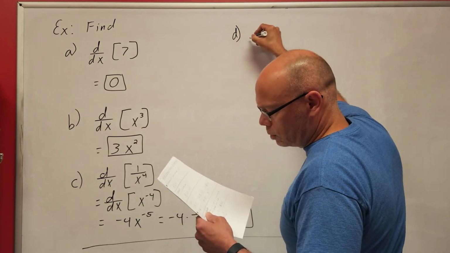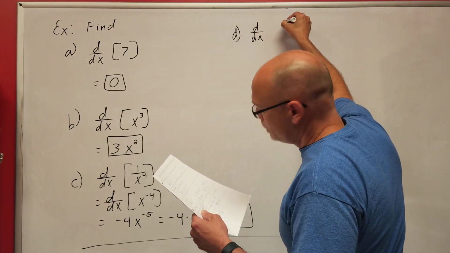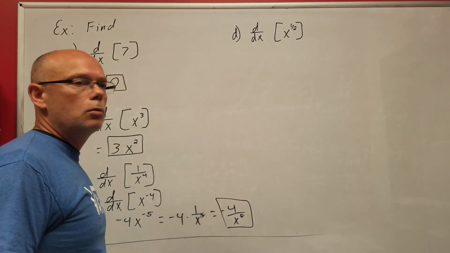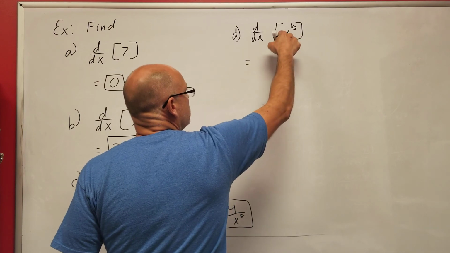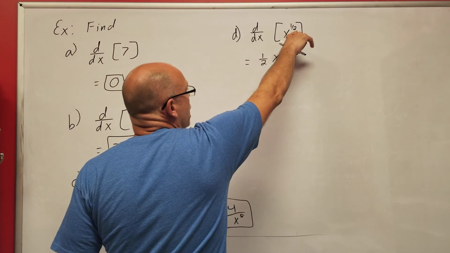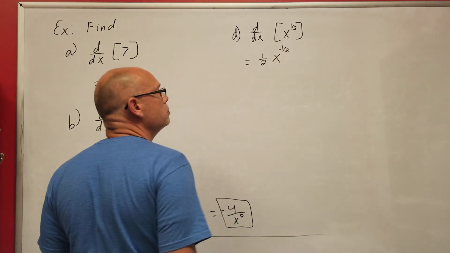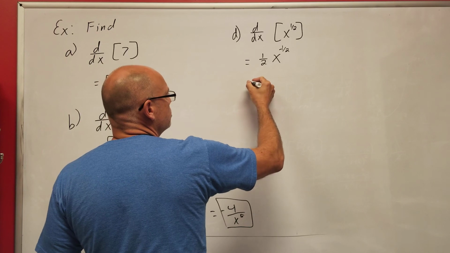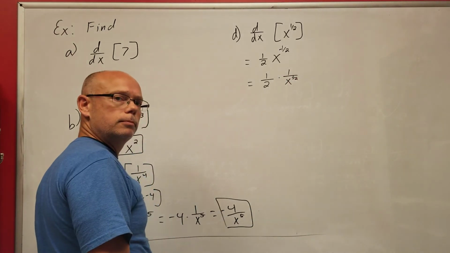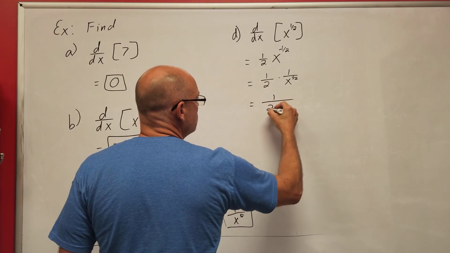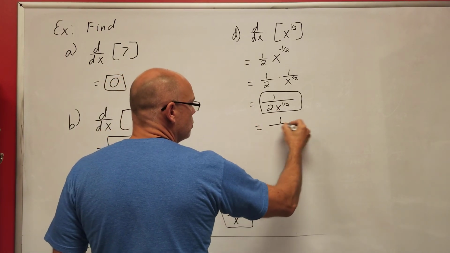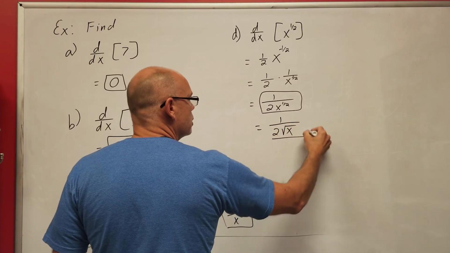All right, D. What do we have? The derivative with respect to x of x to the 1/2. It doesn't matter that we have a 1/2 there. We still treat it the same way. We say, okay, 1/2 times the front, so 1/2 times x, and reduce the exponent by 1. What's 1/2 minus 1? That would be negative 1/2. But let me clean this up and write that with a positive exponent. So I'm going to say 1/2 times 1 over x to the positive 1/2, or I could say 1 over 2x to the 1/2 would be one way to write my answer. Another way is you could say 1 over 2 times x to the 1/2, which is the same thing as the square root of x. So either one of those will work.